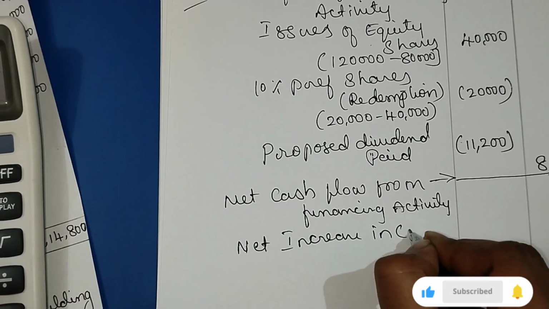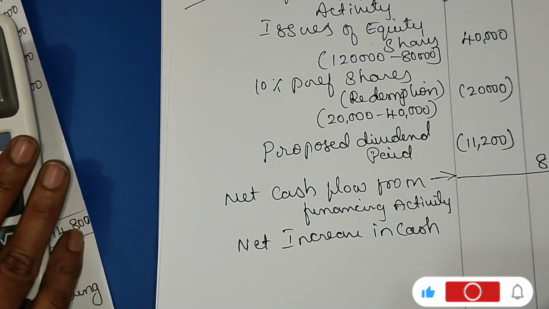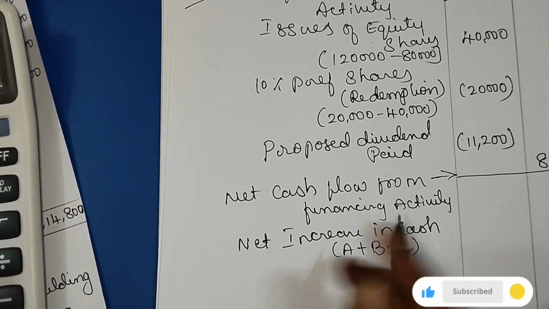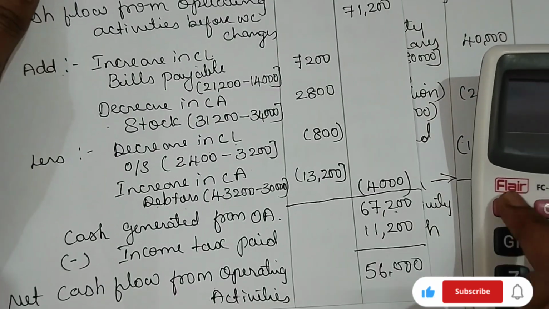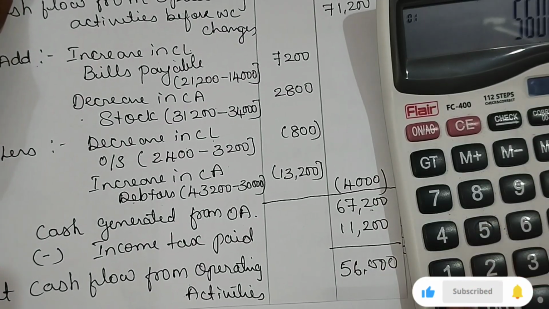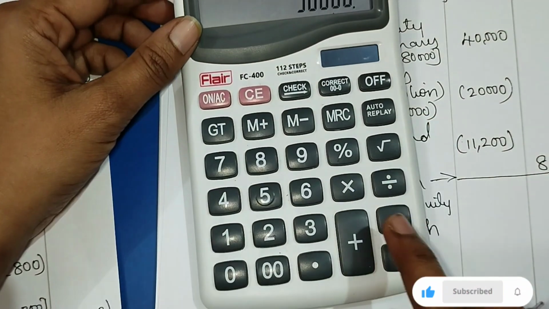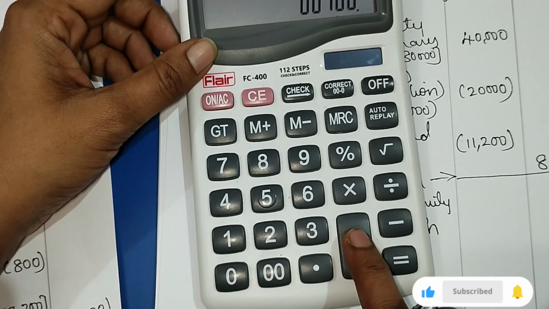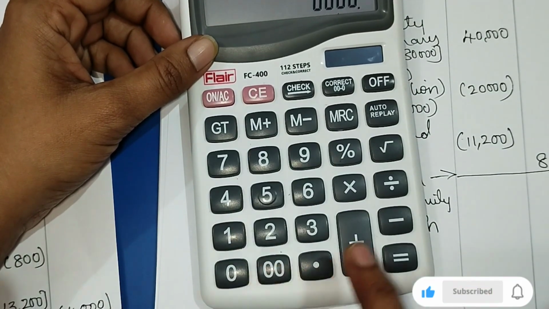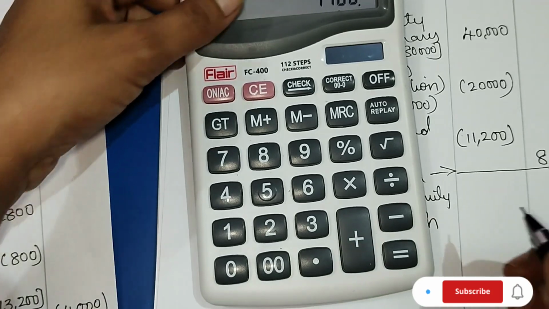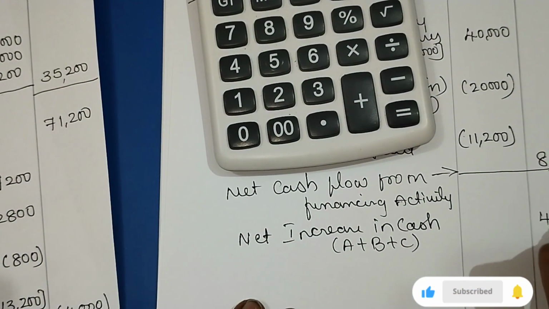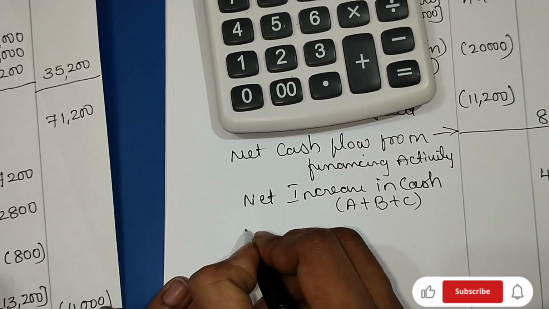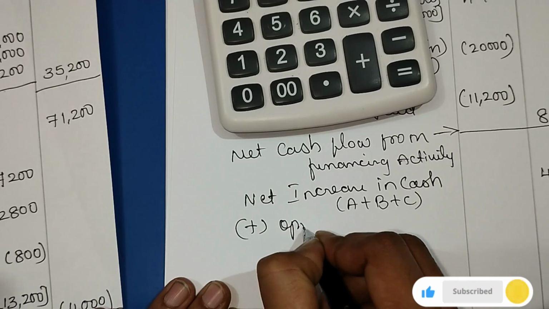in cash. Net increase in cash by considering all the three activities, A plus B plus C. Okay, what is our net cash increase from operating activity? 56,000. Then minus 6,400 from investment activity plus 8,800 from financing activity. So the net increase is 4,400. 4,400. To this amount, we are adding opening balance of cash.